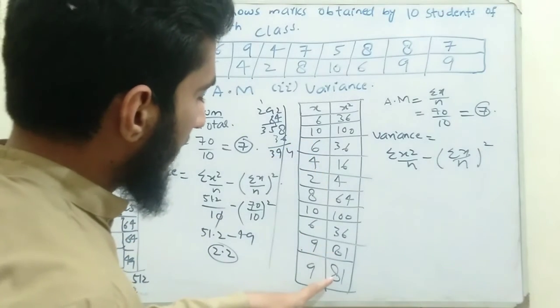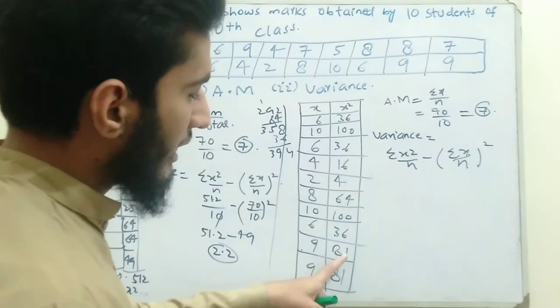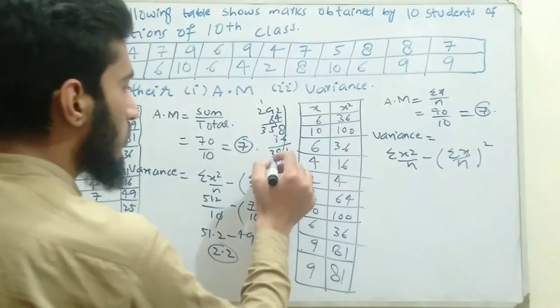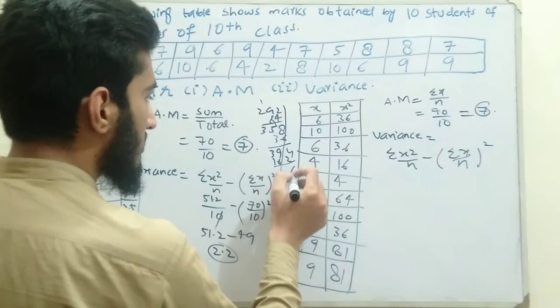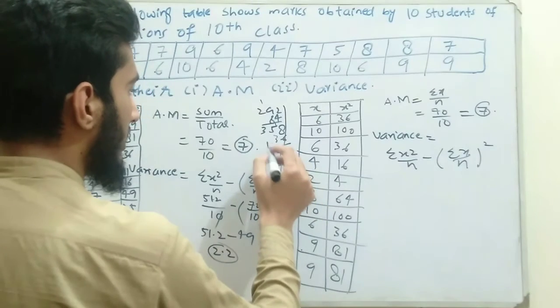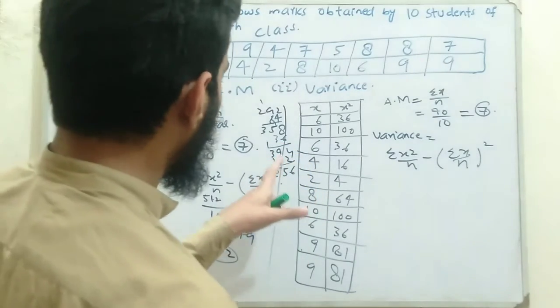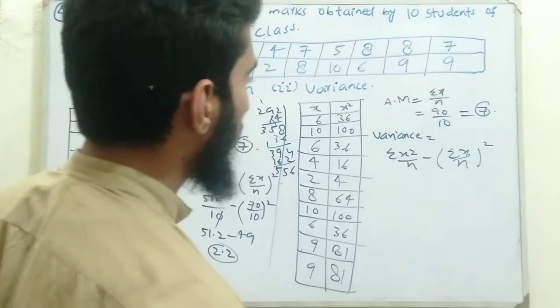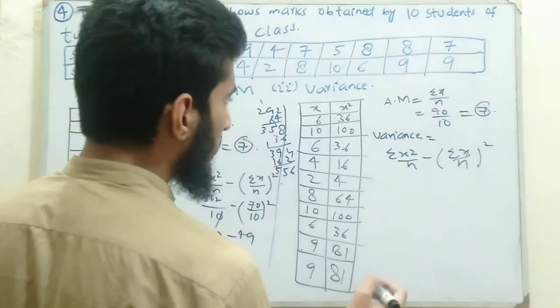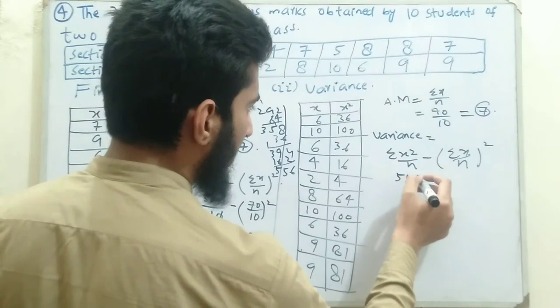After this, 80 and 80 gives us 160, and here is 2, so 162. Add 162 over here with it, and we get 556. So put 556 over here. This is the summation of x square.